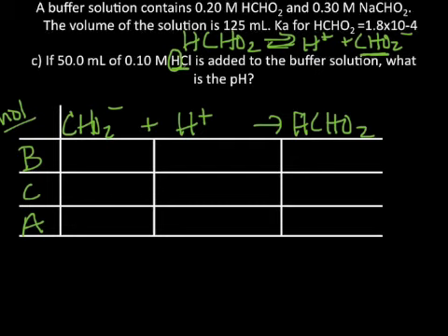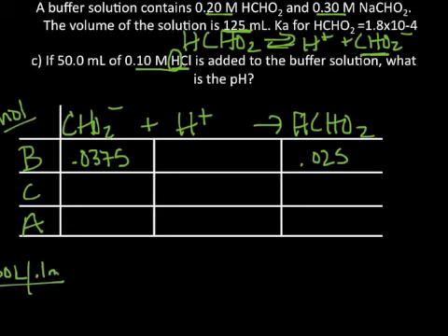So my moles of base that I had is 0.0375. And again, that was calculated using 125 milliliters of the 0.3 molar NaCHO2. My moles of acid, again from the previous problem, was 0.025, calculated from 125 milliliters of the 0.2 molar. My H plus, I have 0.050 liters of 0.1 molar HCl, so that gives me 0.005 moles. So that goes right here.